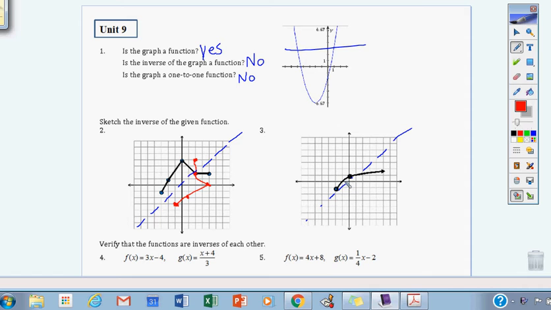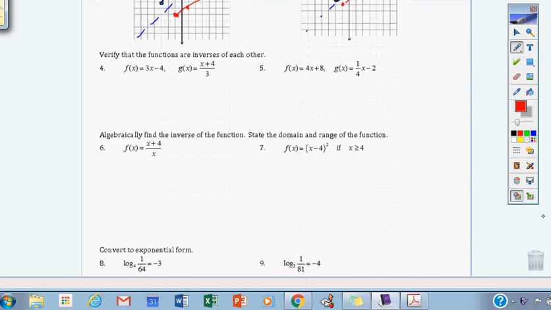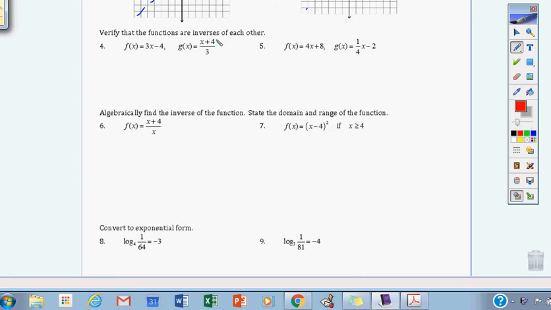So this point, negative 2, negative 1 becomes negative 1, negative 2. Reflection in that line. 0, 1 becomes 1, 0. And if we stay consistent with our reflection, it would look like that. Okay, now verify that these are inverses of each other.